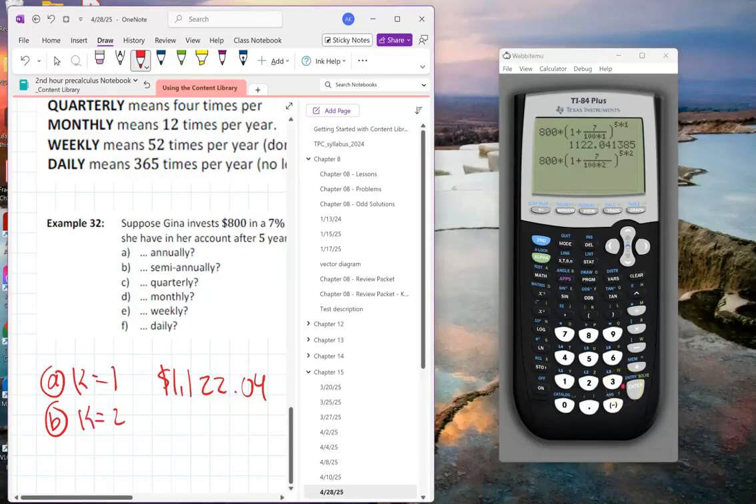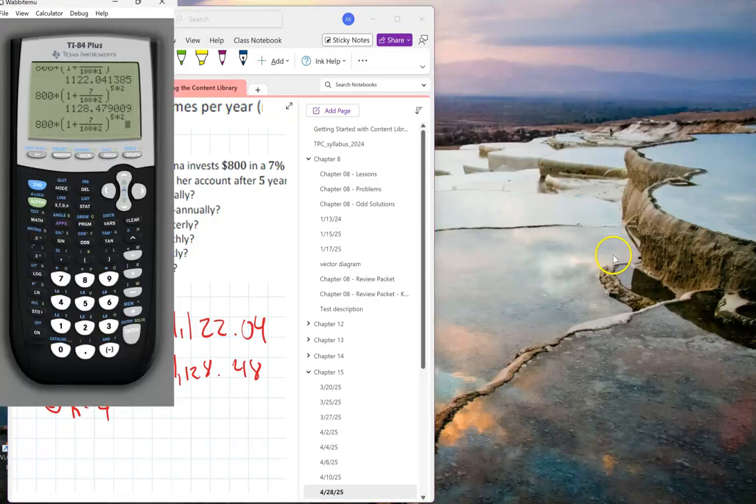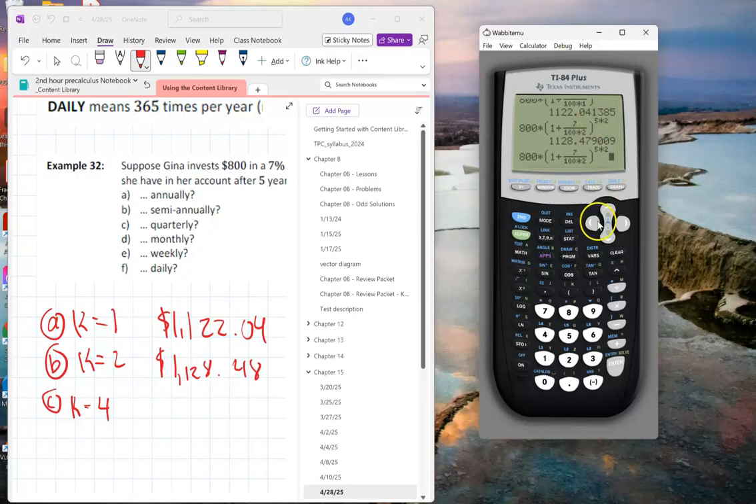So part B, K is equal to 2, so I'm just going to take the same thing and change the 1s to 2s. Ooh, look. I made a whole extra $6. Amazing. Well, that's pretty good. Next one, quarterly, that's K equals 4. Boy, that'll probably make me pick up like another $6 here, right? Is that what you guys think? Yeah, probably. Let's check it though. Oh no, it's only like $3.